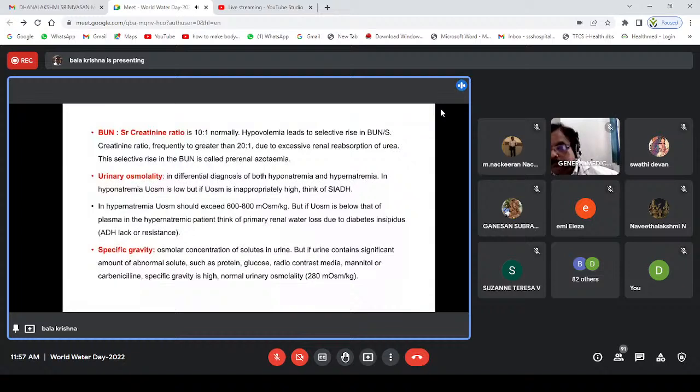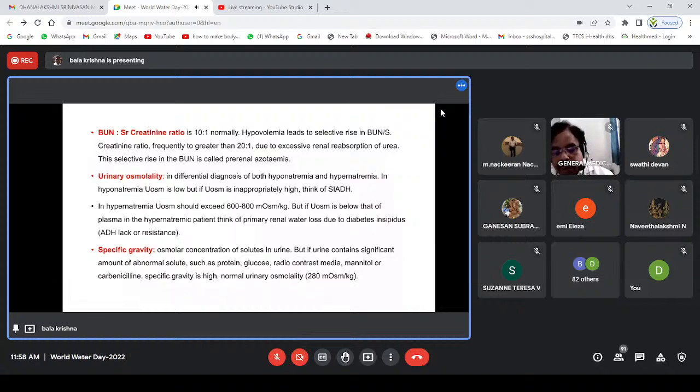Assessing the urine osmolality and the specific gravity also aids in diagnosis. Urine osmolality is useful in the differential diagnosis of both hypo and hypernatremia. In a hyponatremic patient, usually the urine osmolality is low. If a hyponatremic patient has an inappropriately high urine osmolality, think of SIADH. In hypernatremia, the urine osmolality should exceed 600 to 800 milliosmoles per kg. If it is less than that value, you should think about diabetes insipidus.